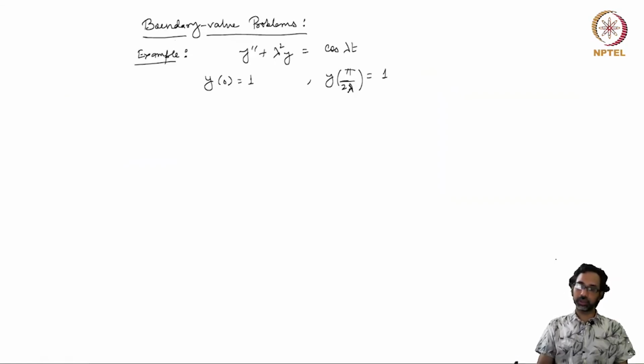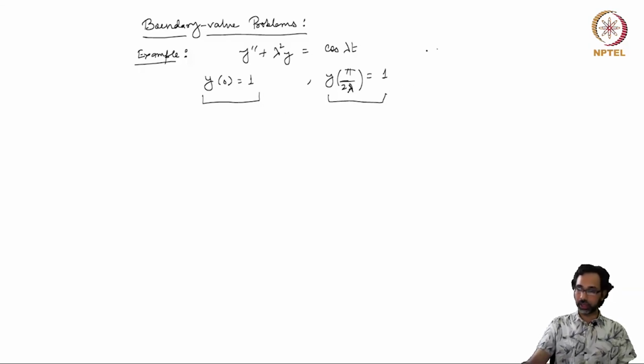Now let's come to boundary value problems. As an example, we can take the differential equation y double prime plus lambda square y equals cos lambda t. Here one of the conditions is y(0) equal to 1, but the other condition is given at a different point, and it's still for y and not the derivative: y of pi over 2 lambda equals 1.